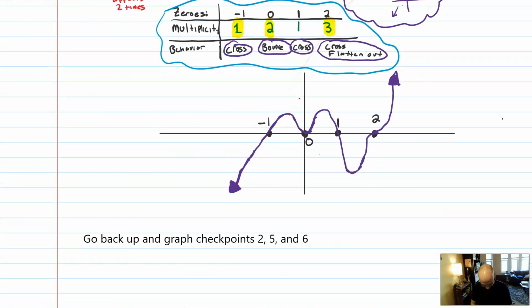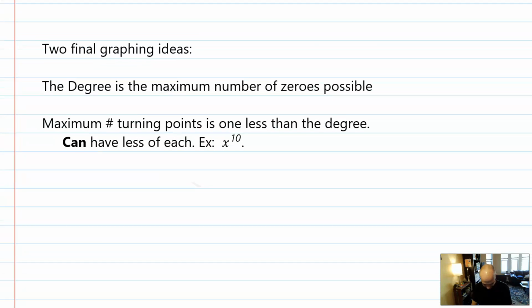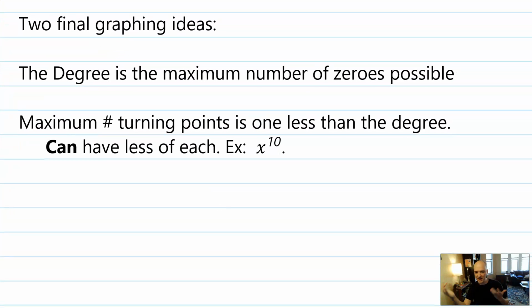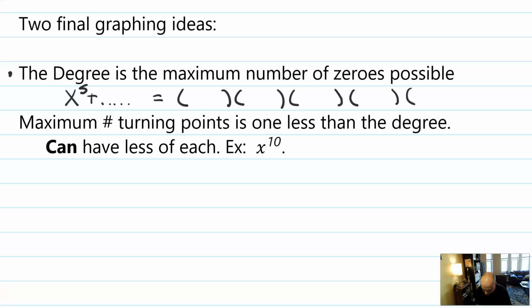There is one more thing that I wanted to cover, I think I put at the very end, and it's 2 final graphing ideas that can help you understand or check on the shape of your graph. So one of them is that the degree of a polynomial is the maximum number of zeros that you could ever have, right? If I have an x to the 5th plus blah, blah, blah, eventually I'm only ever going to be able to factor this into 5 terms, because I could have 5 different x factors. There's no way that I could have a 5th degree that has 6 zeros, because then I would actually be a 6th degree.